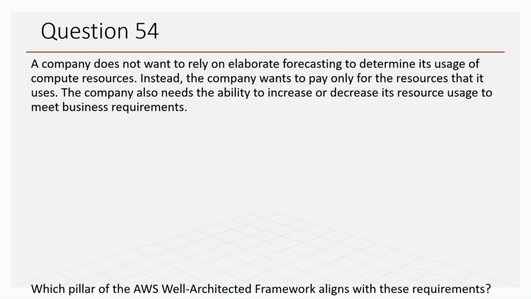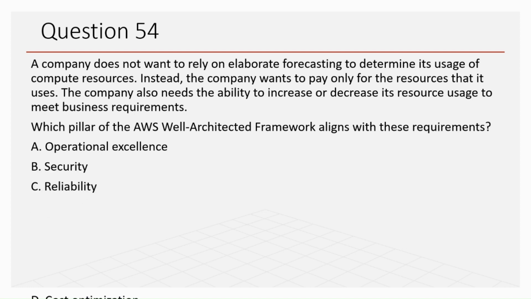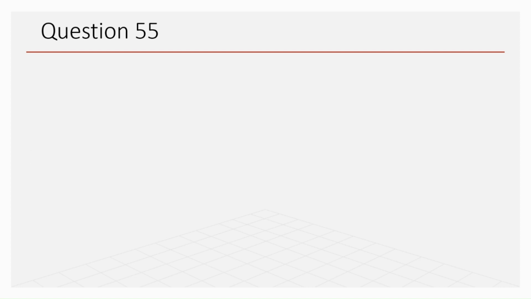Now let's look into question number 54. A company does not want to rely on elaborate forecasting to determine its usage of compute resources. Instead, the company wants to pay only for the resources that it uses. The company also needs the ability to increase or decrease its resource usage to meet business requirements. Which pillar of the AWS Well-Architected Framework aligns with these requirements? And the options are operational excellence, security, reliability, cost optimization. And the correct option is cost optimization.